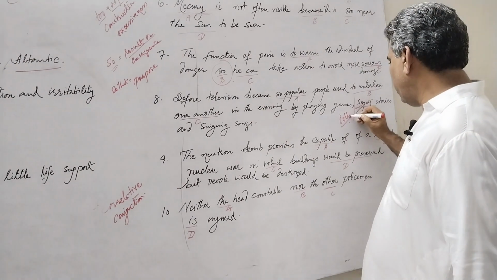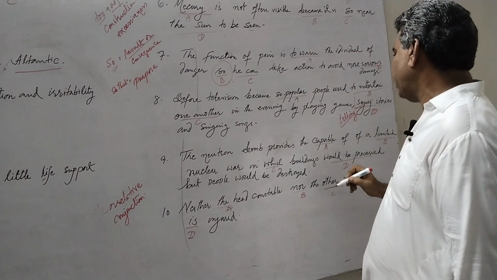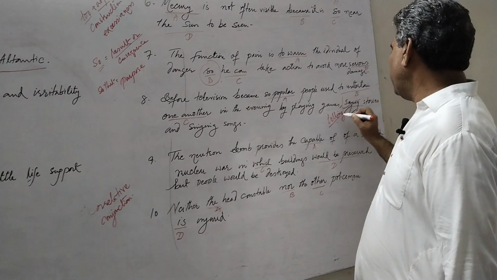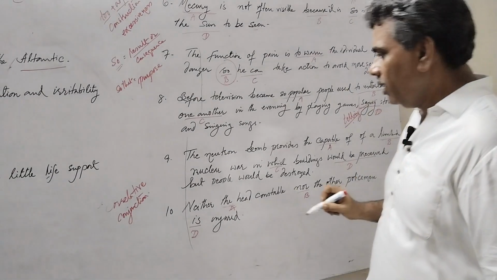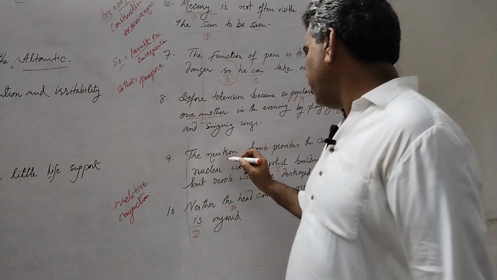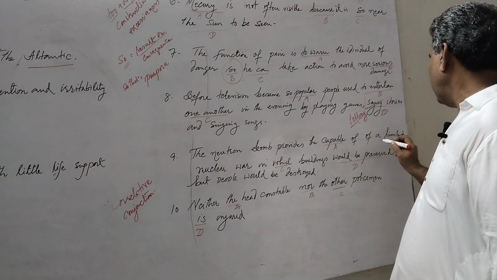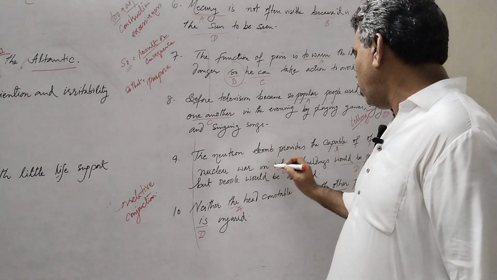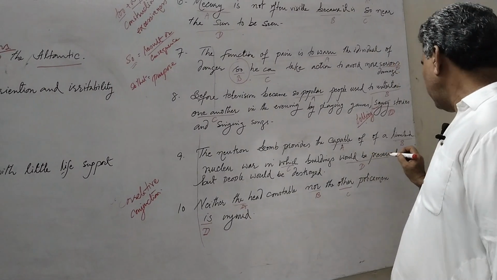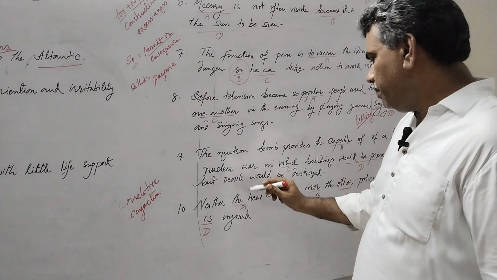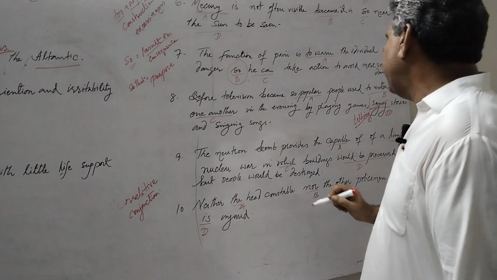We have to keep the parallel structure here, and tell should also be in the telling form. The ninth sentence: The neutron bomb provides the capable of a limited nuclear war in which buildings would be preserved but people would be destroyed.